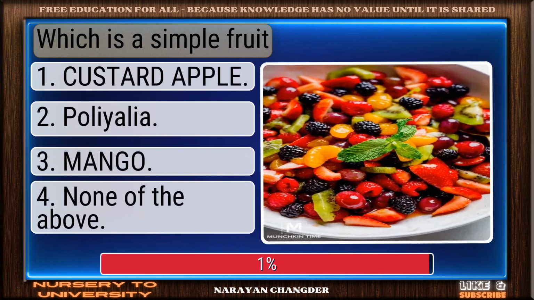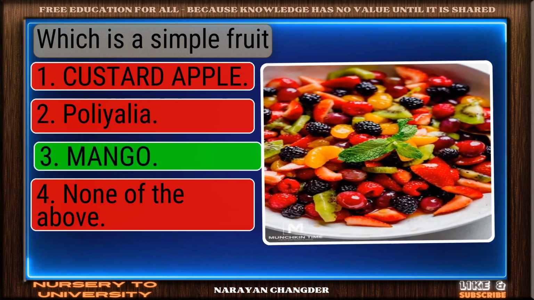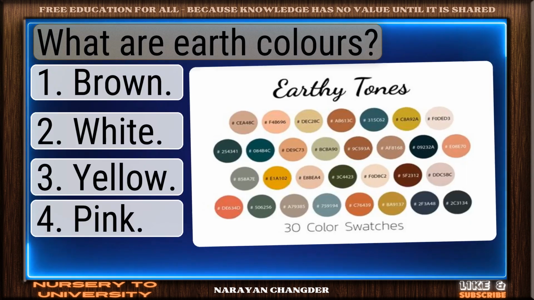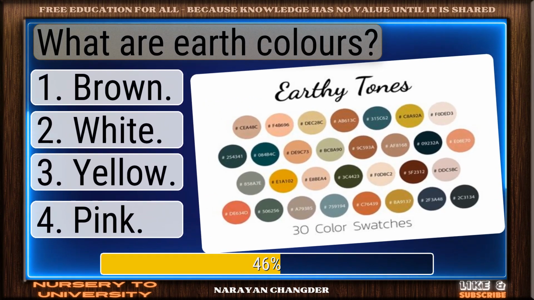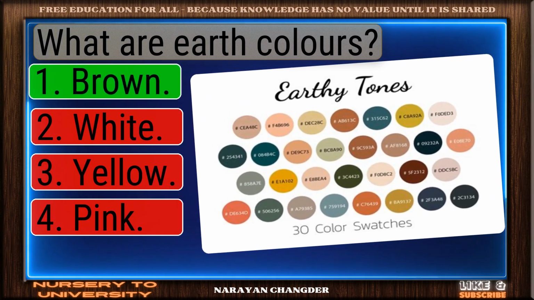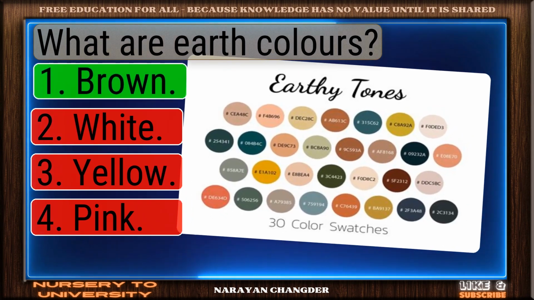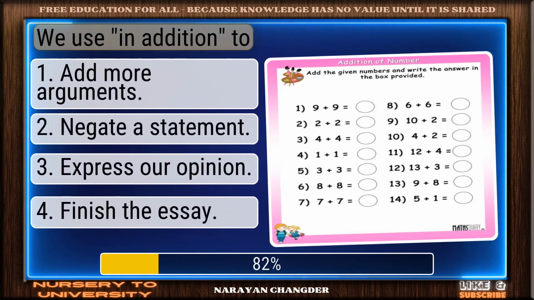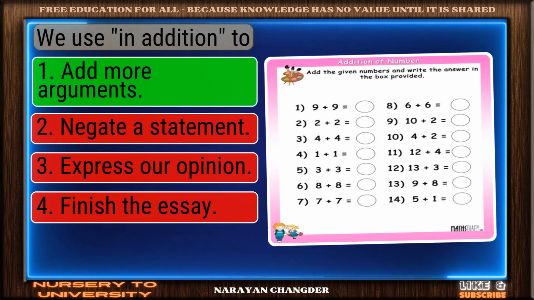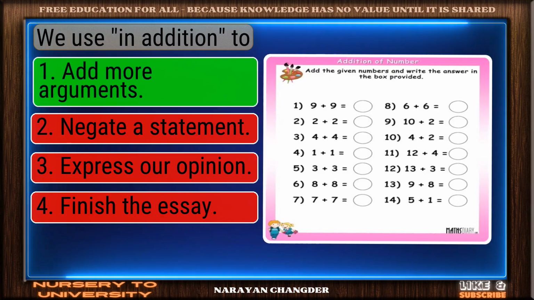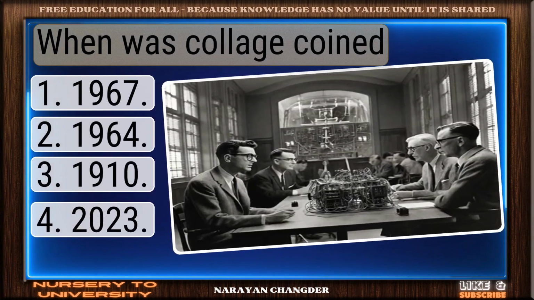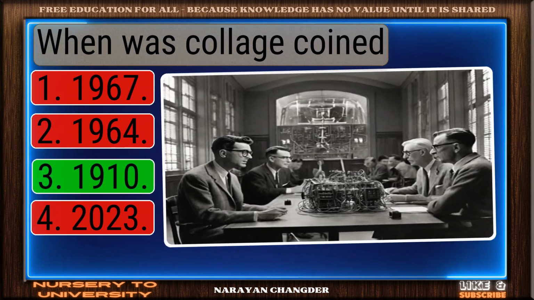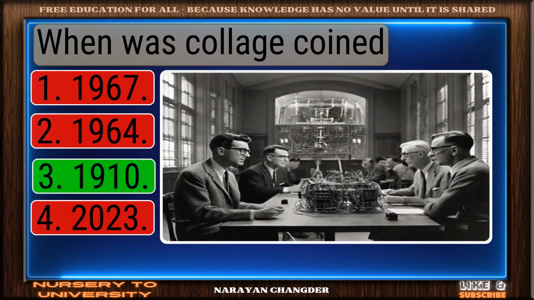Which is a simple fruit? Great thinking. Mango is the right choice. What are earth colors? Solid response. Brown is a valid choice. We use addition to. Excellent choice. Add more arguments is the right answer. When was collage coined? Clear logic. Your choice 1910 is sound and 100% true.